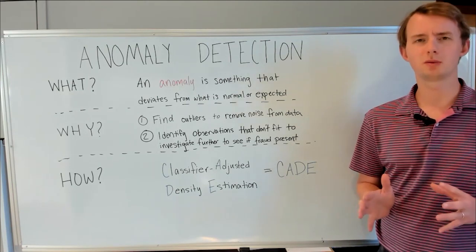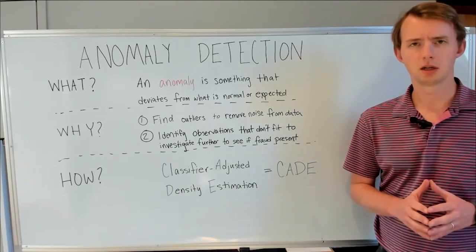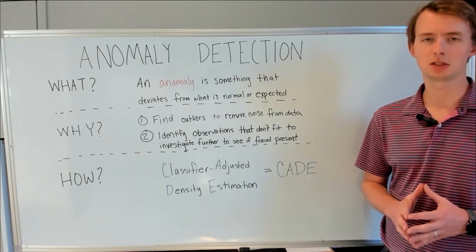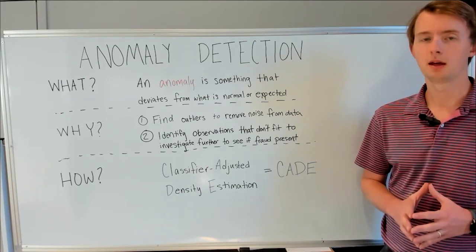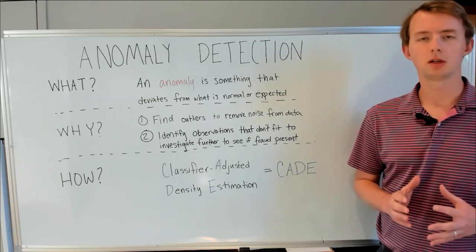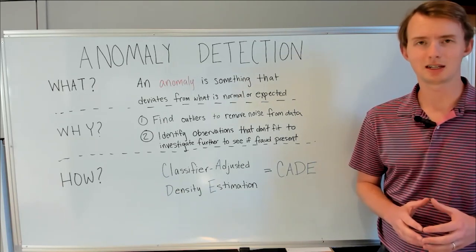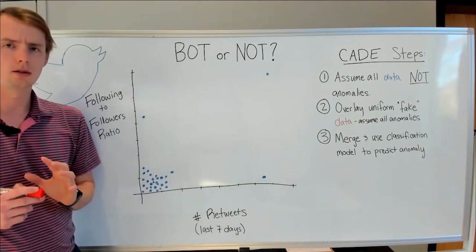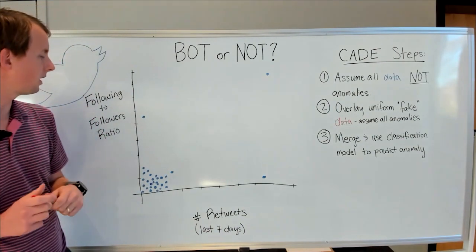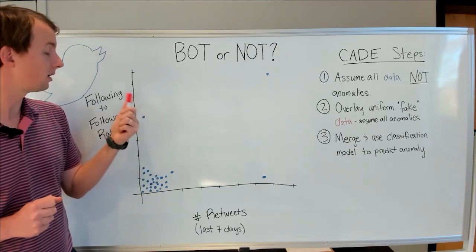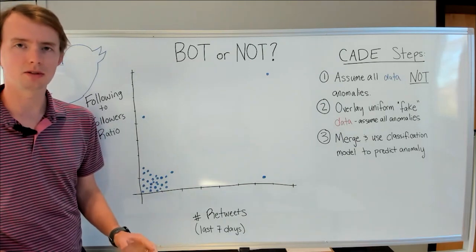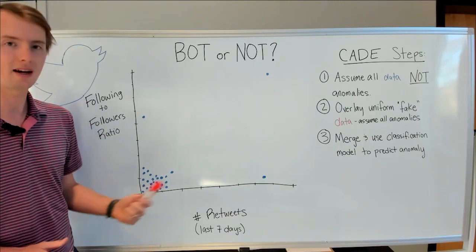Now, there are many different ways that we can practice anomaly detection. The one we're going to talk about today is known as the classifier adjusted density estimation, also known as CADE. So we're going to go over that Twitter example using CADE and how we might be able to detect bots. There are many different groups that actually try and research whether or not they can predict a bot, and they use hundreds, if not thousands of variables to make their decisions. Here we only have two.